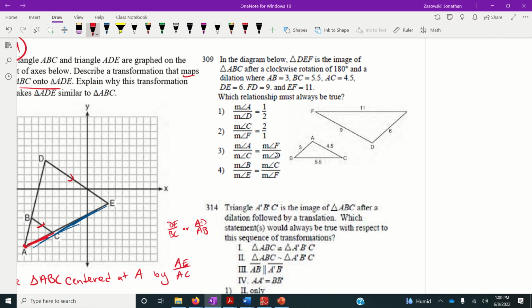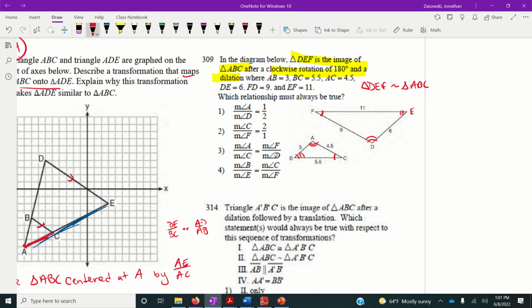All right, 309. So in question 309, once again, we can see that we had 2 triangles, that DEF is the image of ABC after, and this is important, a clockwise rotation of 180 and a dilation. So because we're doing a dilation, we know that triangle DEF is going to be similar to triangle ABC. So we can automatically know that the angle measures are going to be equal. So angle F, which is in between these 2 big and small sides, is going to be the same as C. That D is going to be the same as A. And that B is going to be the same as what should be an E over here.